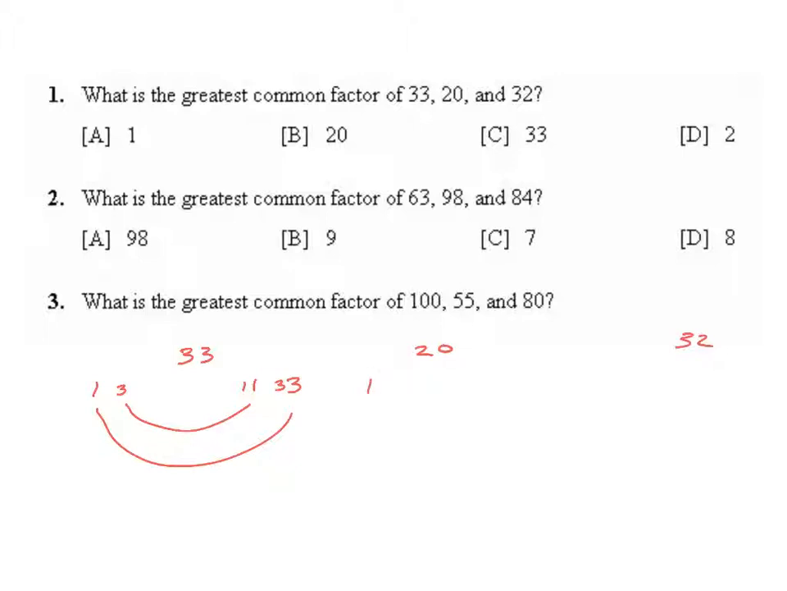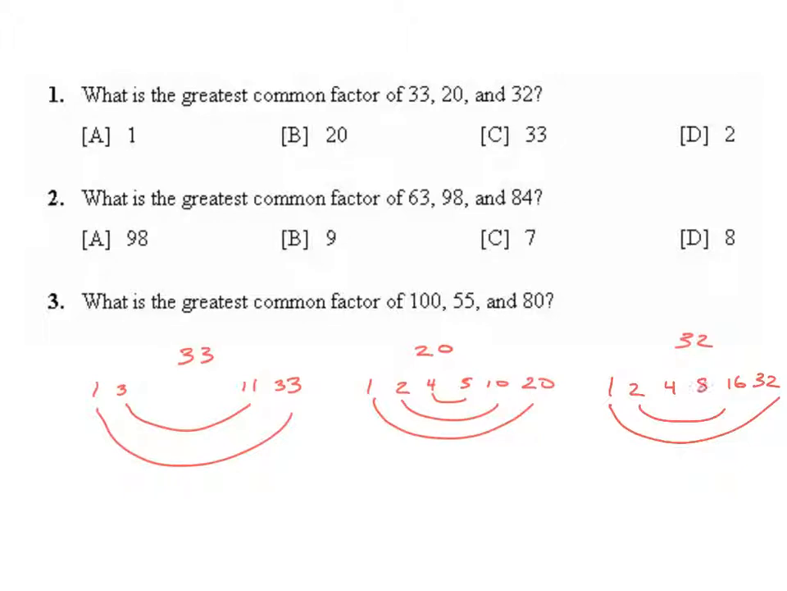For 20, we have 1 and 20, 2 and 10, and 4 and 5. For 32, we have 1 and 32, 2 and 16, and 4 and 8. Now we're going to look for any factors that are on all three lists.